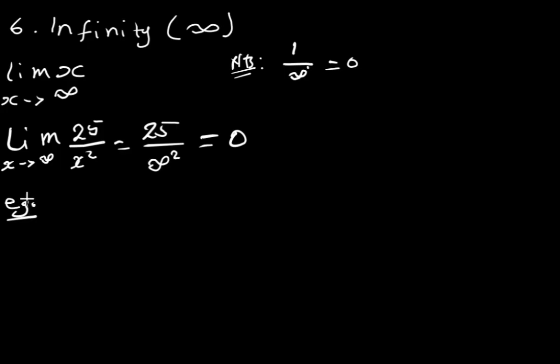So let's take this example for instance. Let's assume we have the limit of (5x² - 1) divided by (2x² + 1), as x approaches infinity. So in this case, how are we going to solve it?